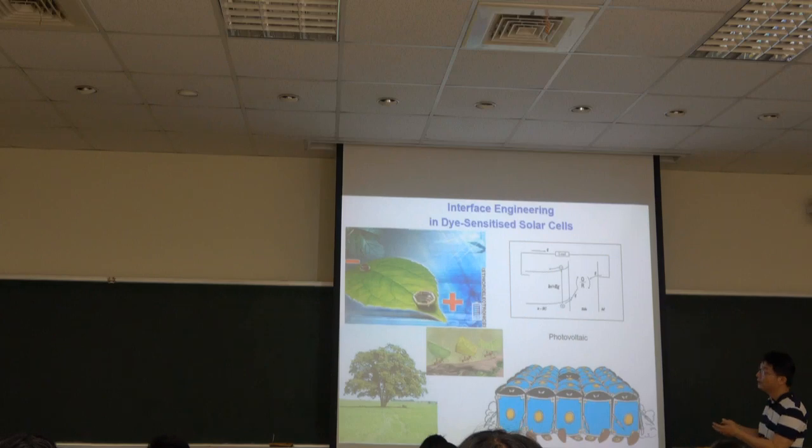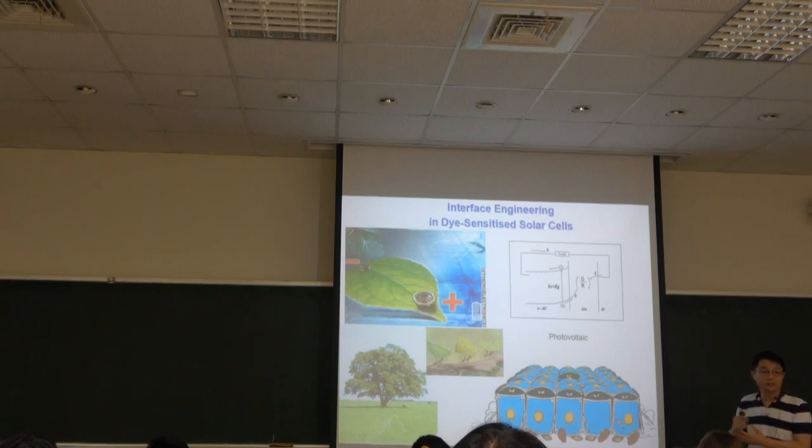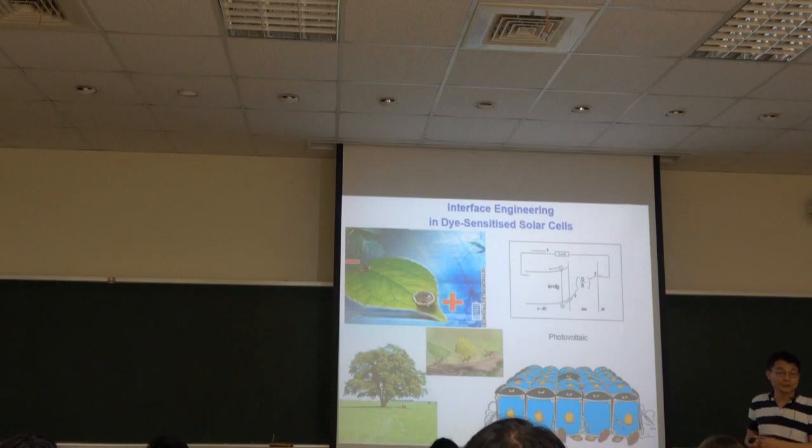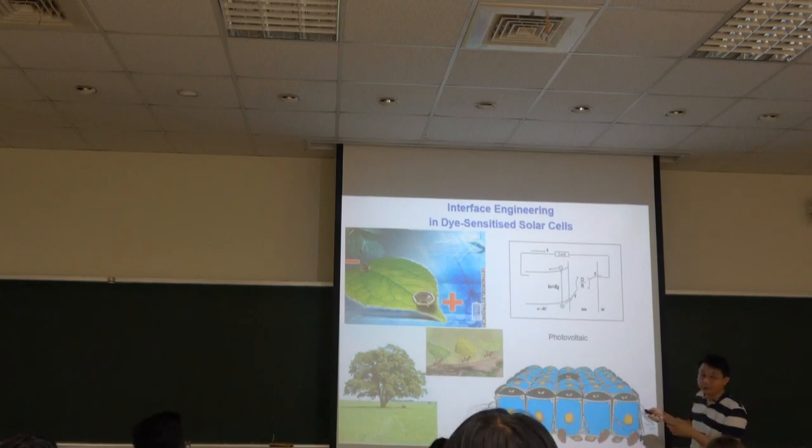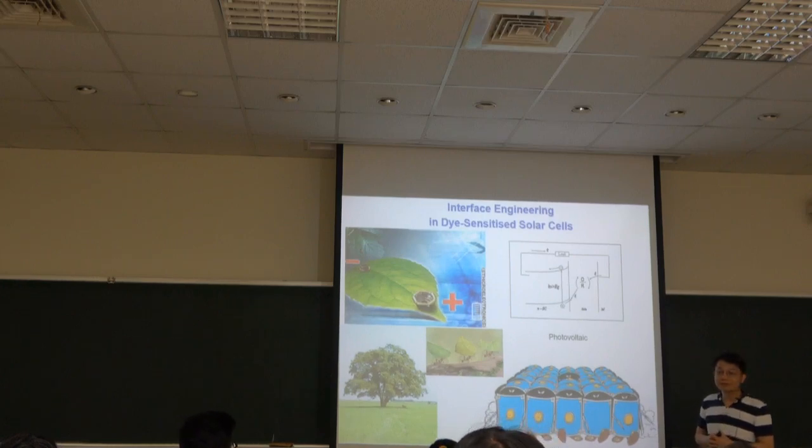If you look at the leaf, right? Here is the leaf. What is the functionality of the leaf? Absorb the light, right? And the chemical conversion, produce the oxygen, right? So this is a chemical reaction, just like a small battery.